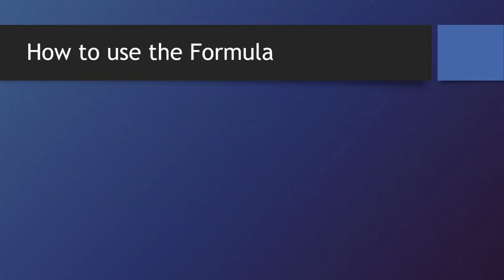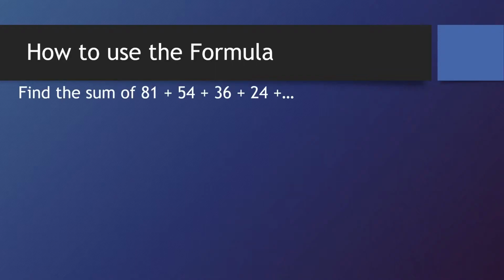How to use the formula for the infinite geometric series? Suppose you want to find the sum of 81 plus 54 plus 36 plus 24 and so on. Before you proceed with the formula, you have to identify first if this infinite geometric series has a sum or if the sum does not exist. To do that, we're going to identify if the common ratio is between -1 and +1. So let's solve for the common ratio first.